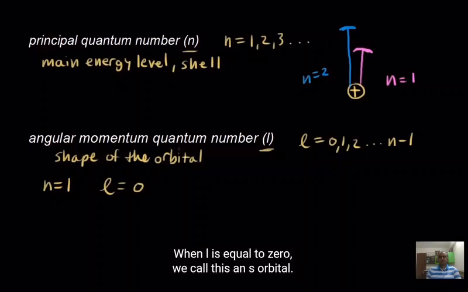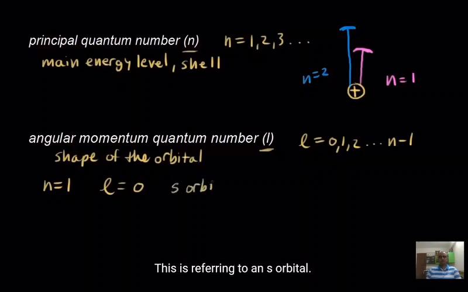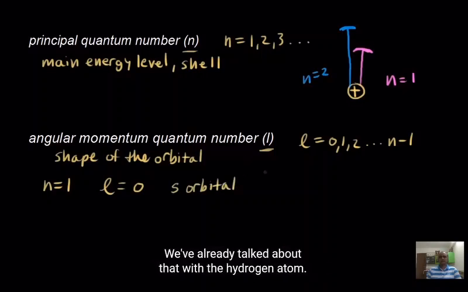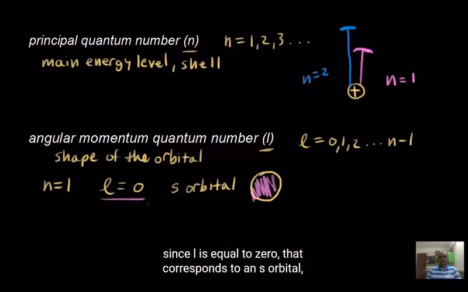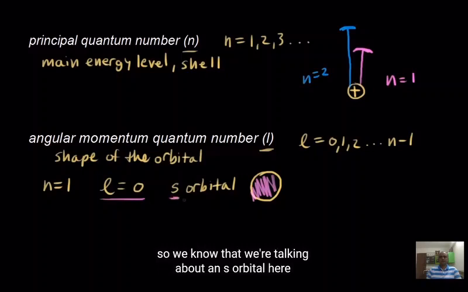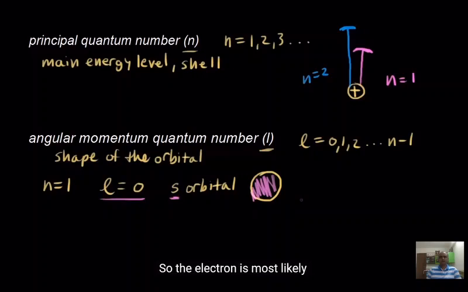When L is equal to 0, we call this an s orbital. So this is referring to an s orbital. And the shape of an s orbital is a sphere. So we've already talked about that with the hydrogen atom. So just imagine this as being a sphere, right? So a three-dimensional volume here. So the angular momentum quantum number L, since L is equal to 0, that corresponds to an s orbital. So we know that we're talking about an s orbital here, which is shaped like a sphere. So the electron is most likely to be found somewhere in that sphere.